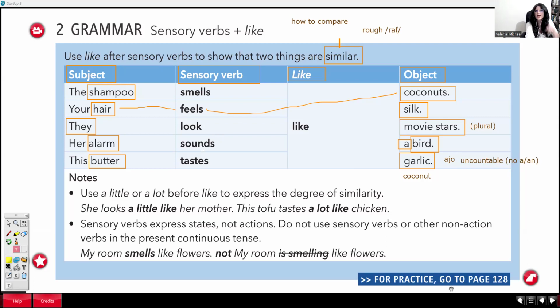Another way in which you can never use a is when you have plurals. So if you have a plural noun, how do we know it's plural? Because we have an S.